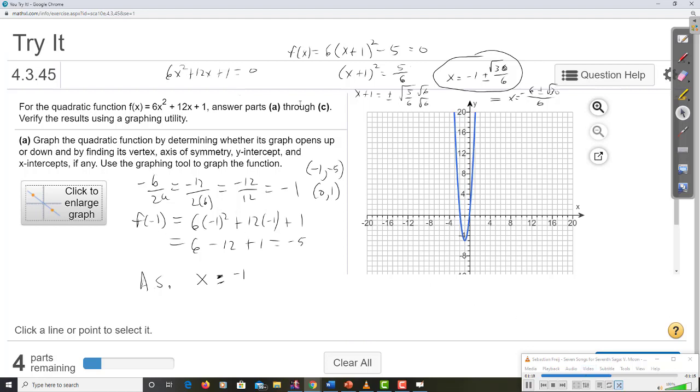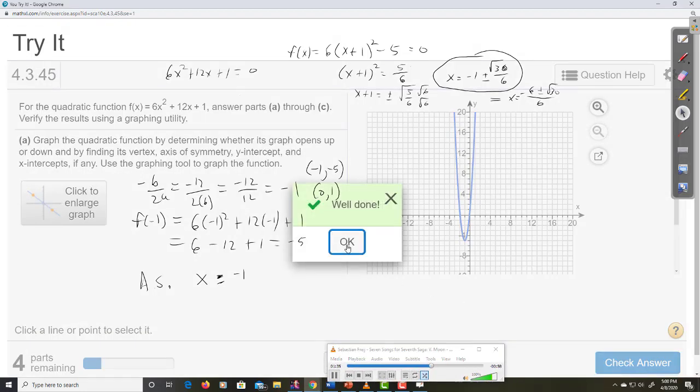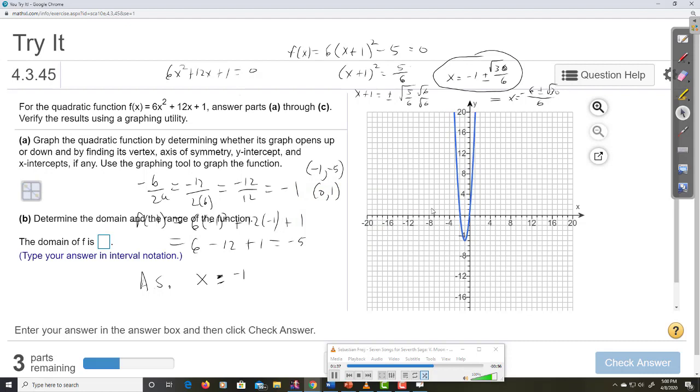If you wanted to find another point, you could just plug in something. I mean, you could plug in 1. 6 times 1 plus 12 times 1 plus 1 would have gotten you 19, I think. And that's on the graph, too. So, actually, that kind of confirms we did the right thing. And domain and range. Domain, as for all of these, is -infinity to infinity. The range would be -4 with a bracket up to infinity. Yep, domain of every quadratic function is still all real numbers.